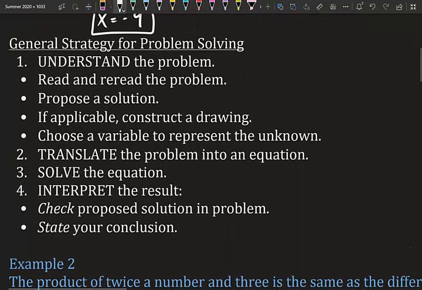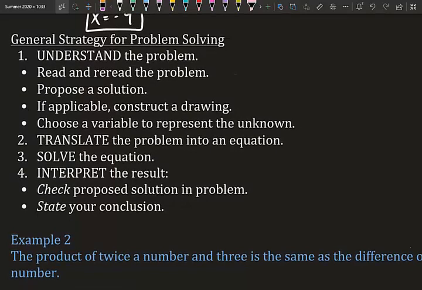Alright, so the general strategy for problem solving. Step 1 is to understand the problem. To understand means to read and reread the problem. Seriously, read it a couple times until you start to memorize it. Propose a solution. Figure out what they are asking you to do, because that's the hard part. In a word problem, you're given all this stuff, but what are you supposed to do with it? If applicable, construct a drawing.